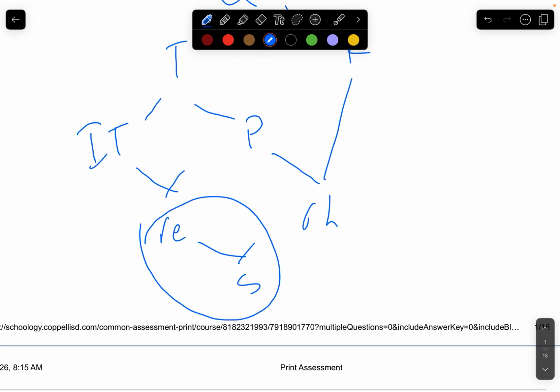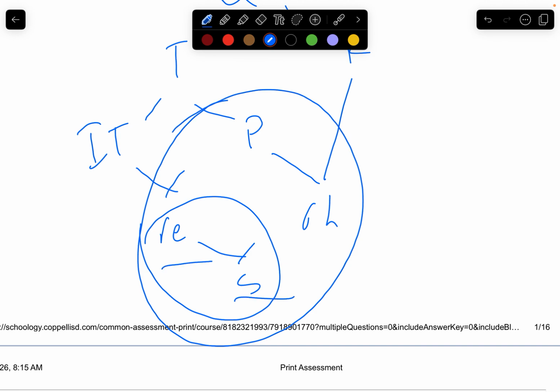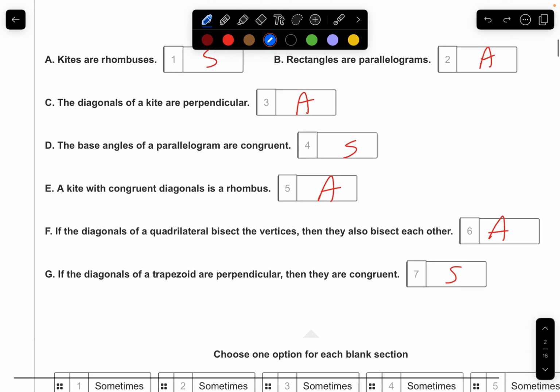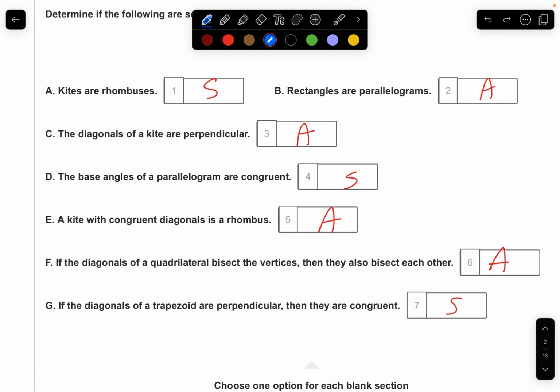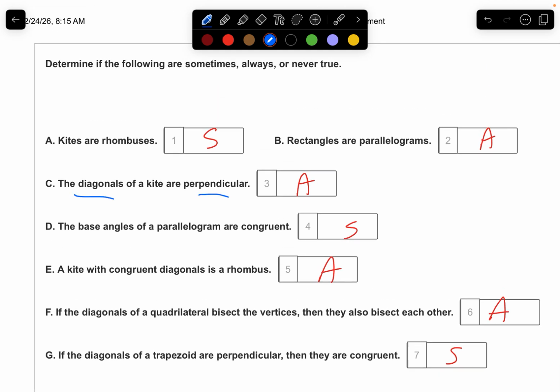Rectangles are parallelograms. Here are my rectangles. Here are my parallelograms. Is every rectangle a parallelogram? Yes, it is. So that is always. The diagonals of a kite are perpendicular. Diagonals are perpendicular. That is the kite property. So a kite is a kite? Yes, always.